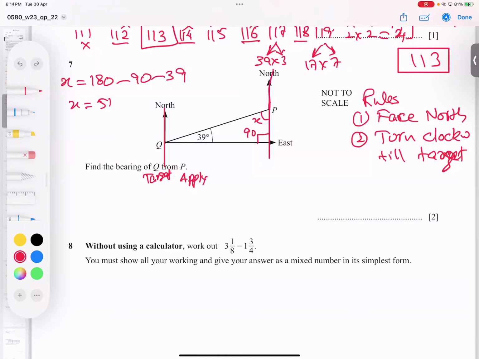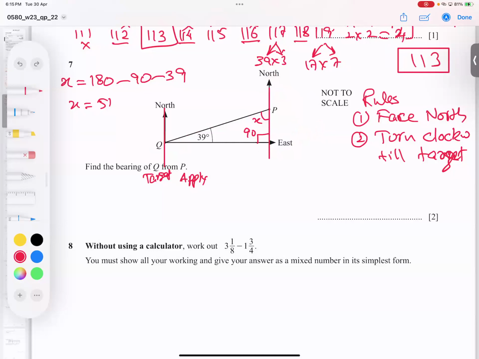It means face towards north. Rule 1 fulfilled. Turn clockwise till the target line, which is this, the target line of Q. I repeat my words: face towards north, target line is Q. From north, turn clockwise, don't turn anti-clockwise, that's wrong. And basically this is 180 because it's a straight line, and this is X. So 180 plus X is my final answer.